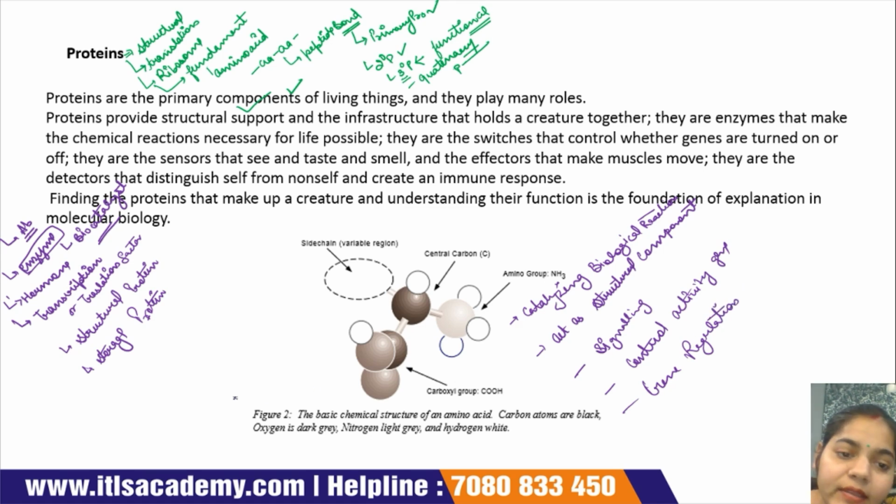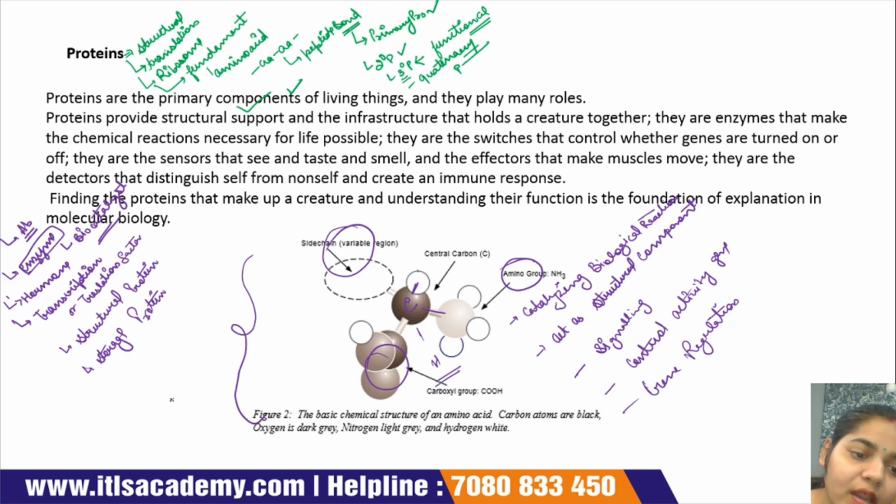This is the basic structure of an amino acid. This is the central carbon, and here this is the amino group, this is the carboxyl group, this is the variable side chain, and here a hydrogen is present like this.